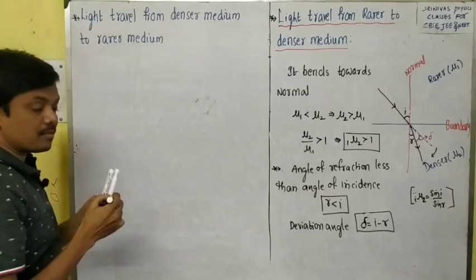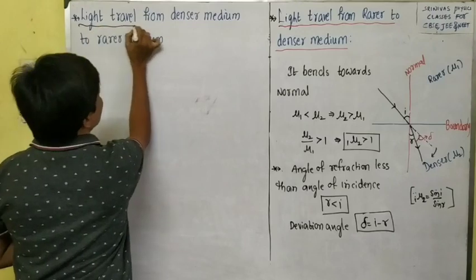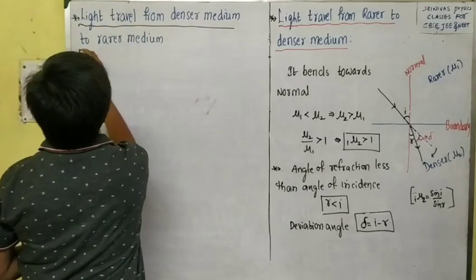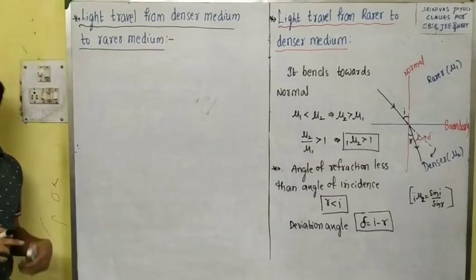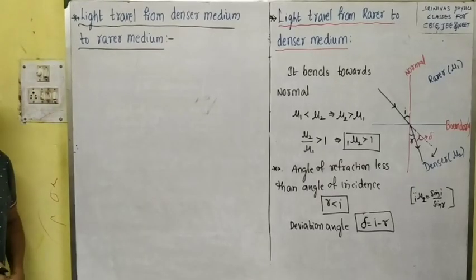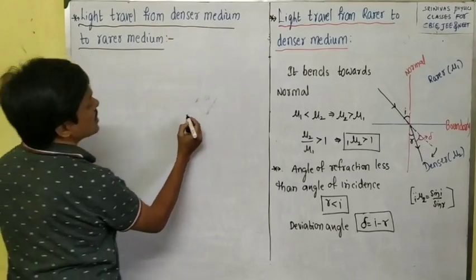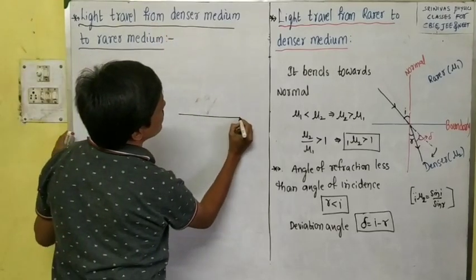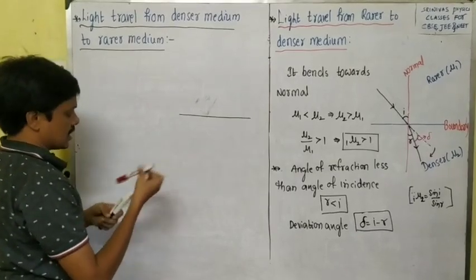Denser medium means it has more refractive index, more density. When you compare air and glass, the glass is the denser medium and air is the rarer medium. When you compare water and glass, the glass is the denser medium, water is the rarer medium. And here the light is traveling from denser medium to rarer medium. This is the surface, the boundary, and this is the normal drawn here.